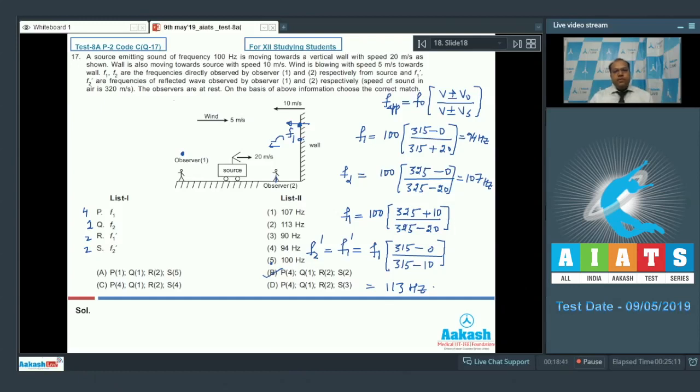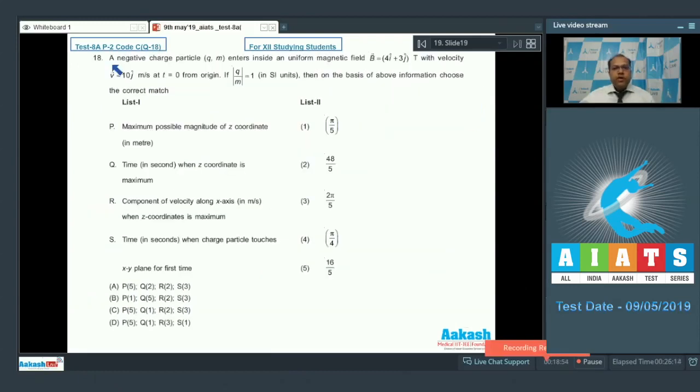Let's move to question number 18. In question number 18, a charged particle of mass m and charge q enters inside a uniform magnetic field B vector equal to 4i cap plus 3j cap Tesla with velocity 10j cap meter per second at t equal to 0 from origin. If the ratio of q by m is equal to 1, then on the basis of above information, we have to choose the correct match.